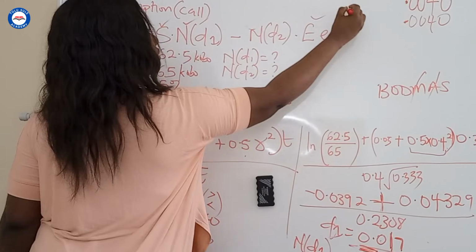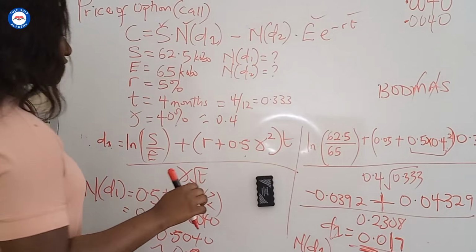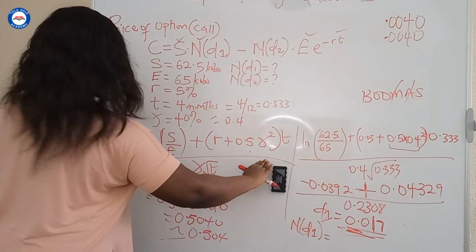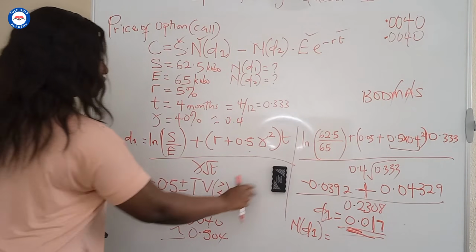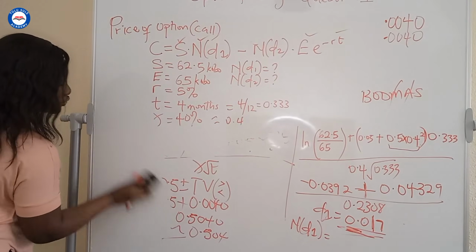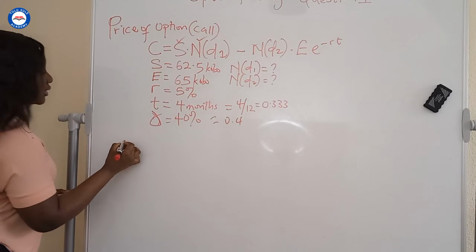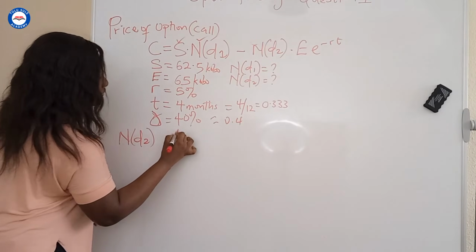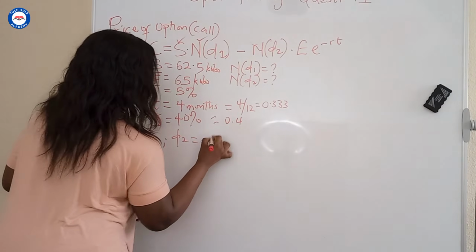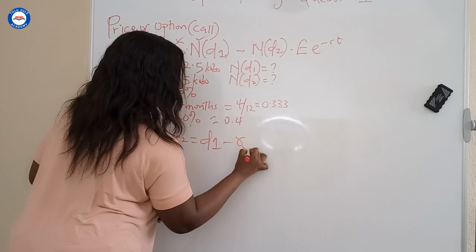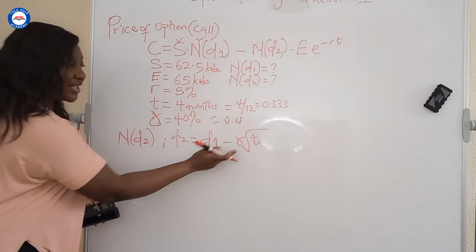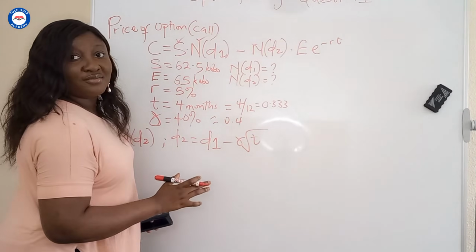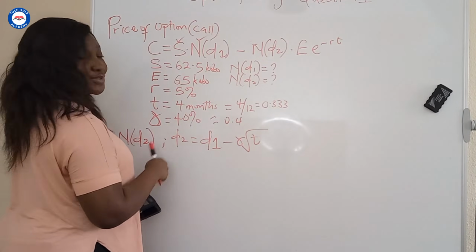We have all this. We don't have ND2, so we're going to find ND2. This is the formula to find D1 and ND1. Now let's do for D2 and ND2. Now we want to look for ND2. We need to start with D2 first. The formula for D2 is D1 minus standard deviation root T. Can you see? So to even get D2, you have to get your D1.